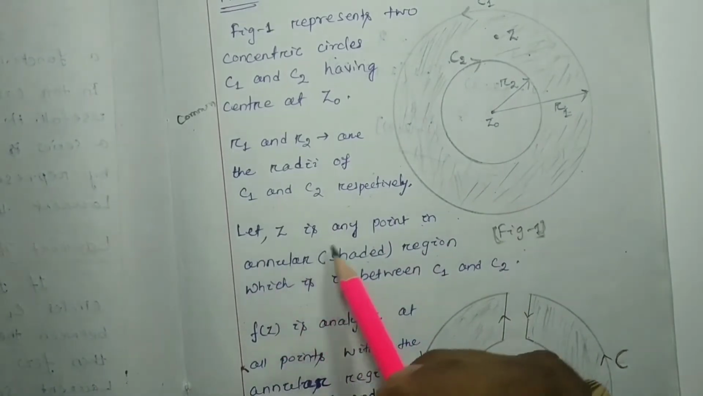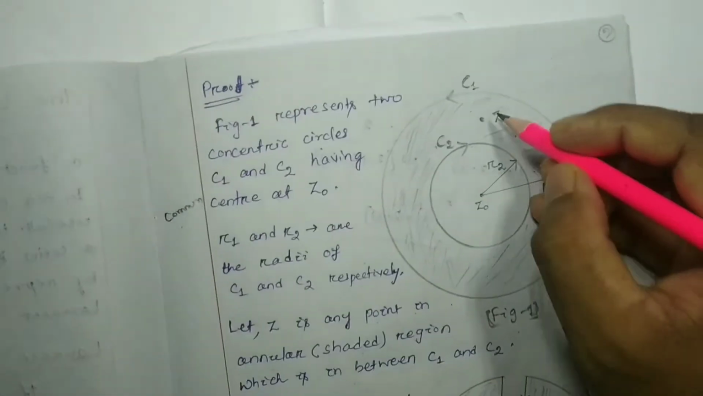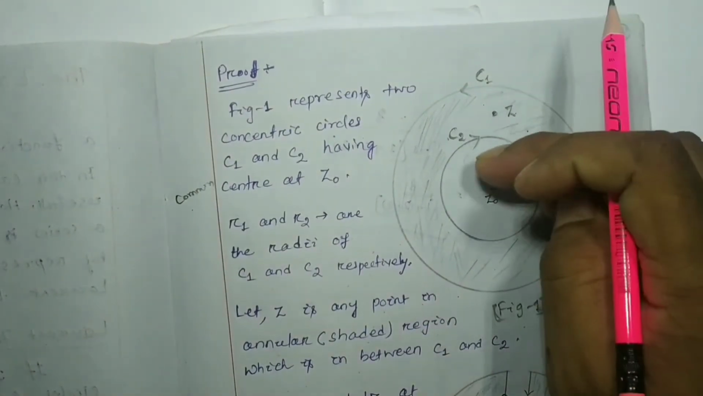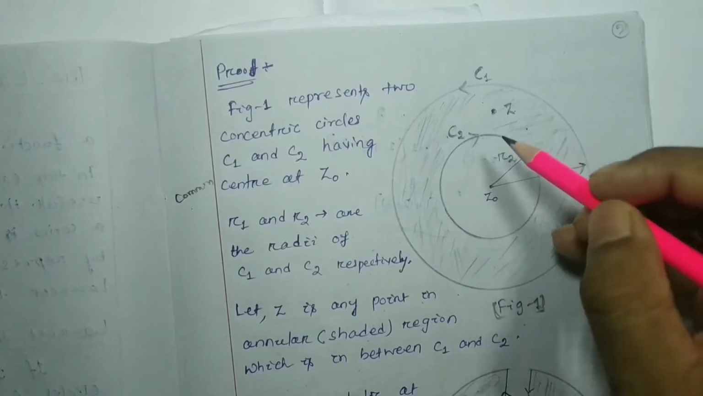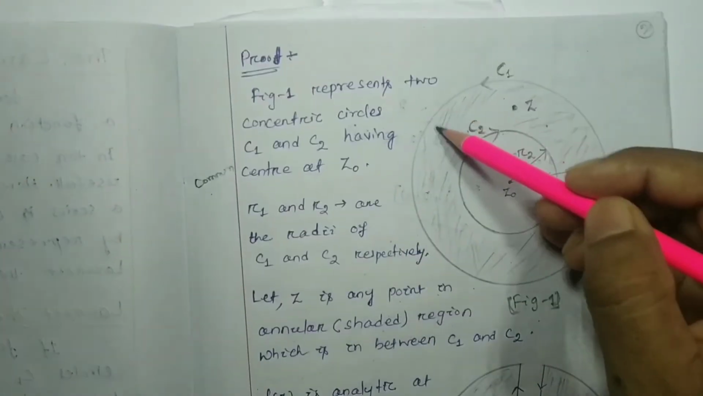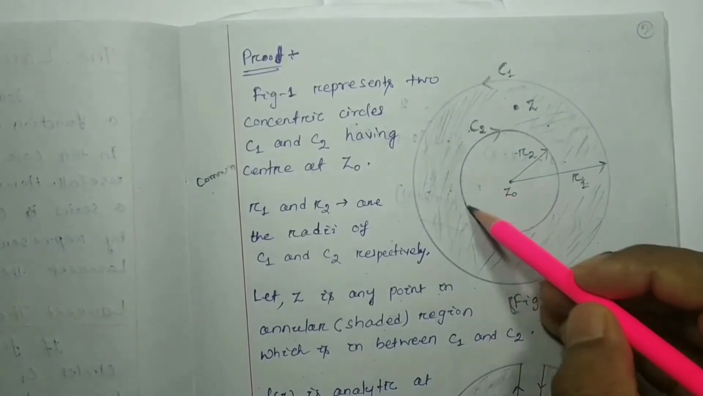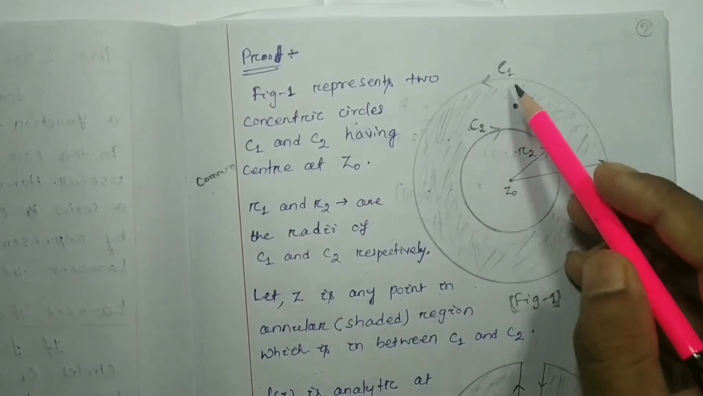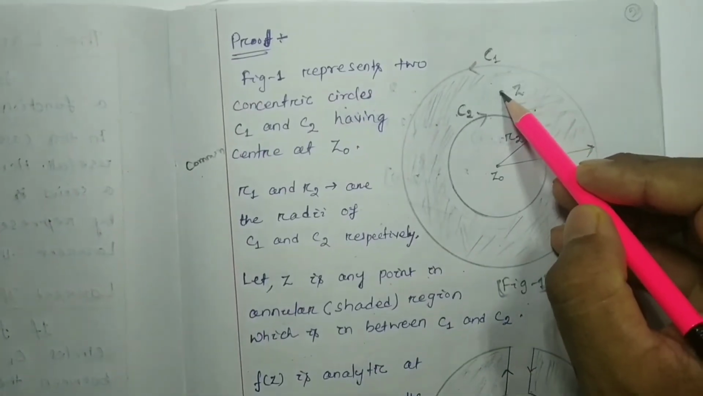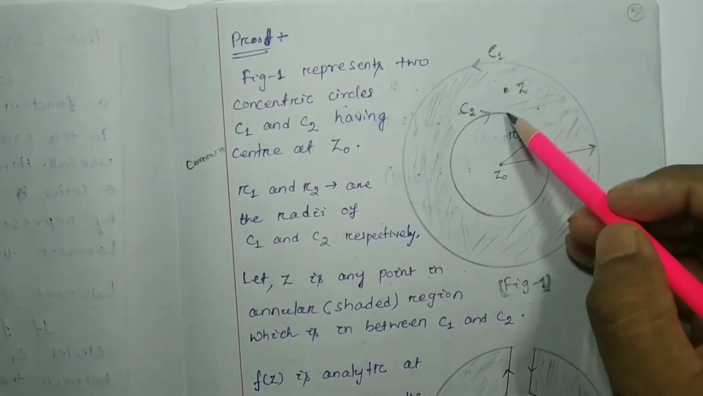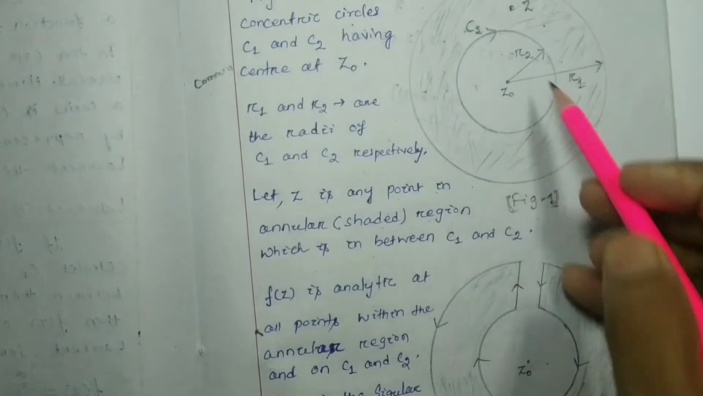Let Z be any point in the annular or shaded region, that is, any point in between these two circles. This region is called the annulus or annular region, or the shaded region, where the function is analytic. The function is analytic on the circles C2, C1 and in between them. So Z is an arbitrary point we have considered, which is in between these two circles, in the annular or shaded region shown in figure 1.